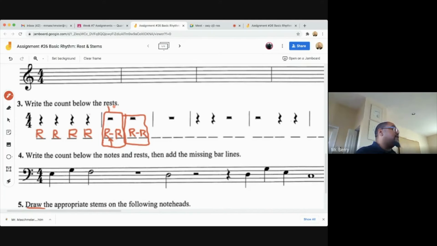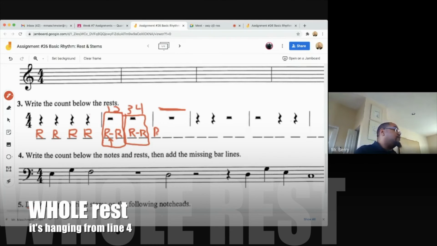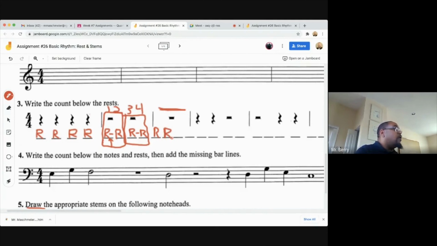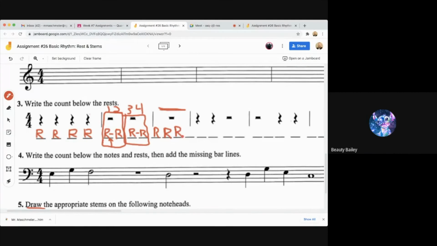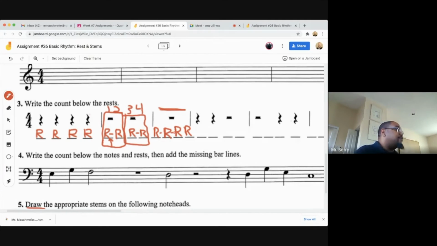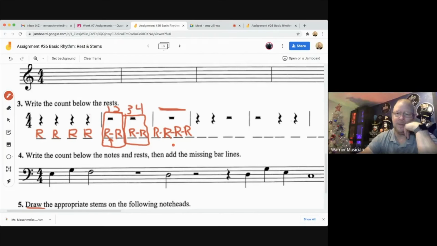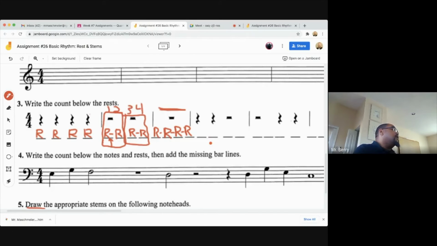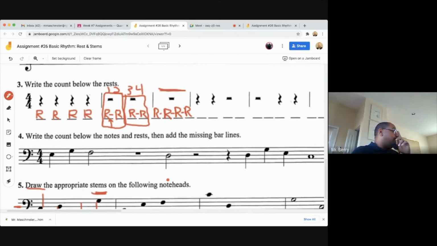We'll do one more measure together, and then you will complete the rest of number 3 by yourselves, okay? The third measure, what type of rest is that? It's hanging. It's a whole rest, most definitely. Thank you, Beauty. So how many R's are we going to put? 4. And are we going to put anything in between those R's? Dashes. We're going to put a dash between all of those R's, because the whole rest is sustained for 4 counts. Most definitely, yes. So you should be able to finish the rest of number 3. Let's look at number 4.